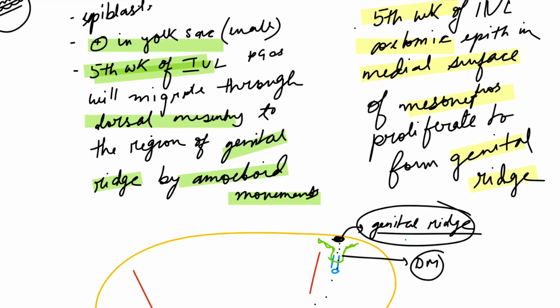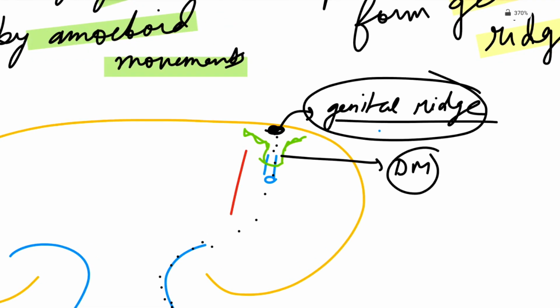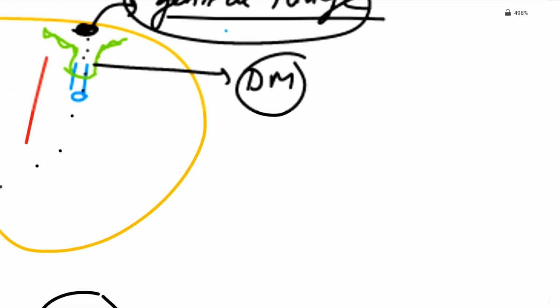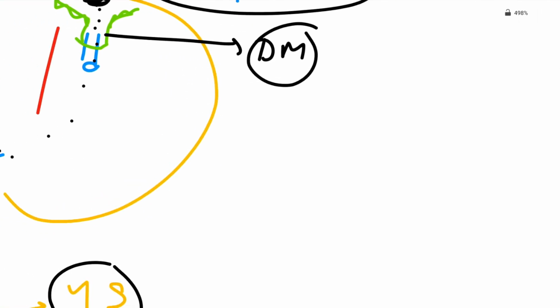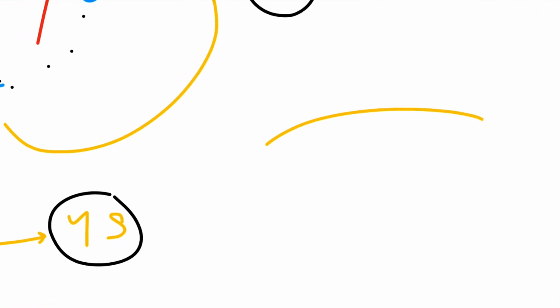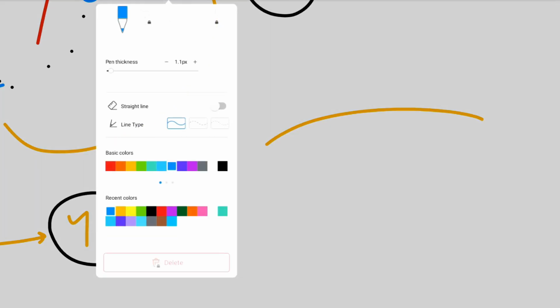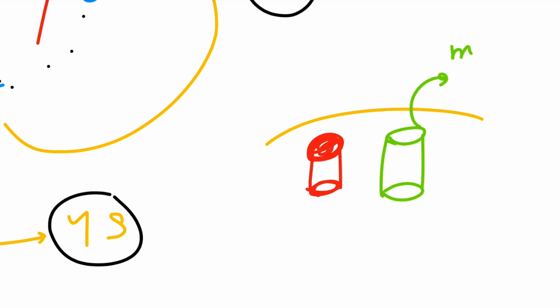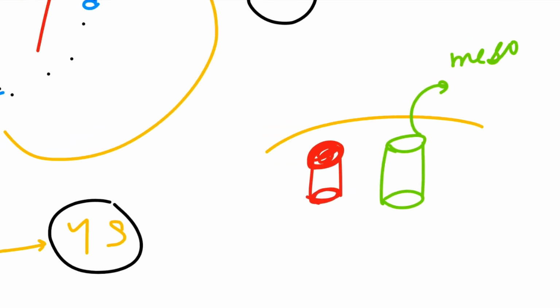Now what is this mesonephros? First of all, let me magnify this posterior abdominal wall, or the dorsal wall of the embryo. If this is the dorsal wall, there are two important structures present in it. One is our very well-known dorsal aorta. Another important structure which we discuss is the mesonephros. So this is the mesonephros, and this is the dorsal aorta.